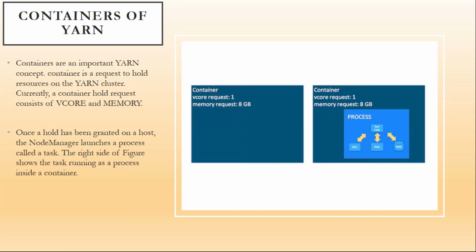Once the task is launched, from that moment your resource manager and node manager start communicating with each other and keep track of resource utilization and the status of completion and all this stuff. Okay, the right side of the figure shows a task running a process inside a container. If anybody asks you what is a container, just tell them there will be a task running as a process inside a container. First a request has to be placed for the resources. Once the request is processed, once the resources are available for your task to run, that is a container.